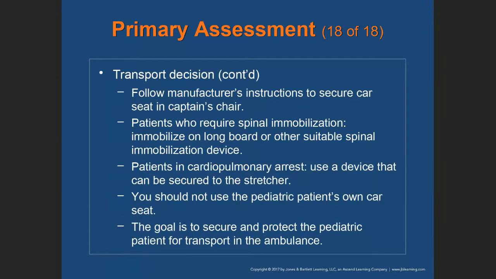Patients who require spinal immobilization, immobilize on a longboard or other suitable spinal immobilization device. Keep in mind that if they're on a spine board, it is very important that you limit their ability to shift on the board. Patients in cardiopulmonary arrest, use a device that can be secured to the stretcher. You should not use the pediatric patient's own car seat. The goal is to secure and protect the pediatric patient for transport in the ambulance.